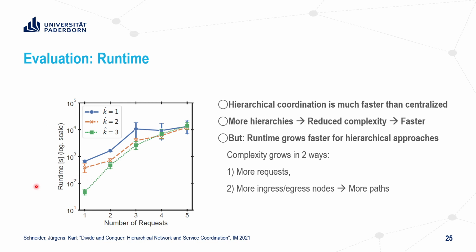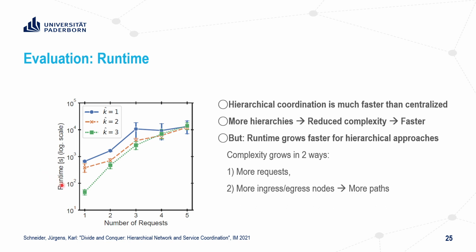That's because with these hierarchies, and the more hierarchies we have, the more we can reduce the complexity and the faster our solutions are. And so here with k = 2, with 2 hierarchies, we are 88% faster on average than the centralized approach. And with 3 hierarchies, k = 3, we are 470% faster than the centralized approach on average. So that's really great.